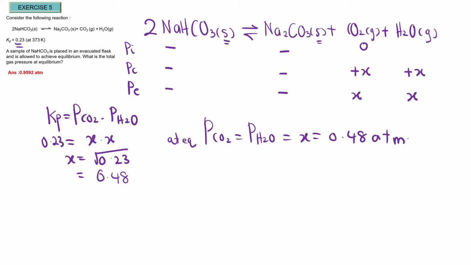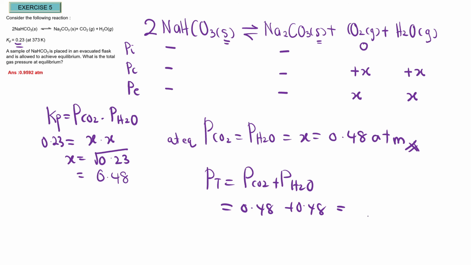atm. Okay, so we have got the partial pressure for carbon dioxide and water. So what is the total gas pressure at equilibrium? So P total is equal to P carbon dioxide plus P H2O. So 0.48 plus 0.48 equal to 0.952 atm. Okay, right.